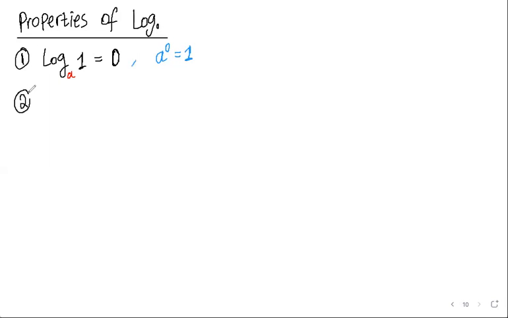Second one: log a to the base a is equal to 1. Why? Because a to the 1 is always a. I write it in red: this a, and a to the 1 equals a.